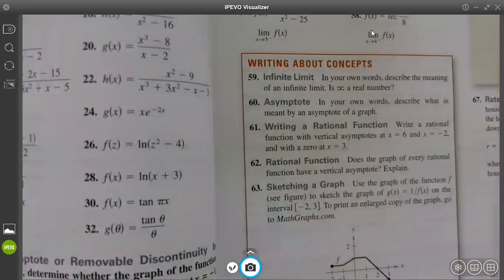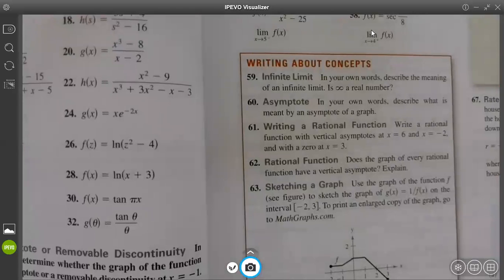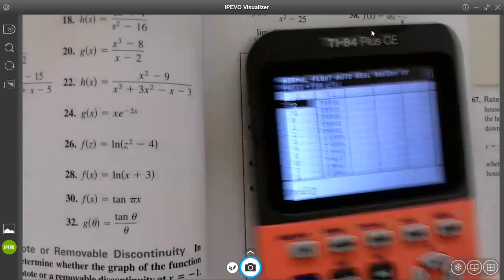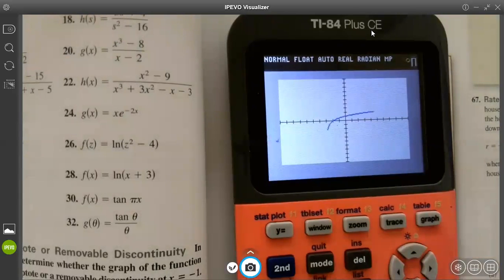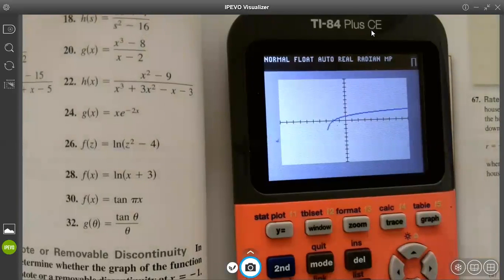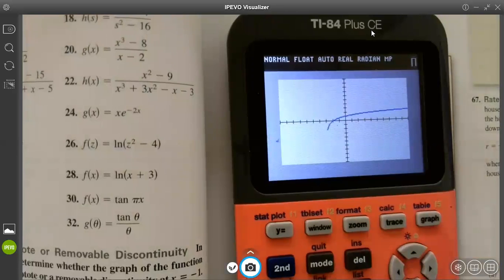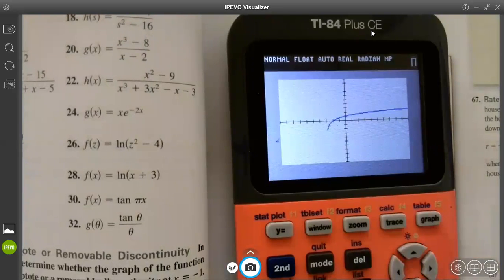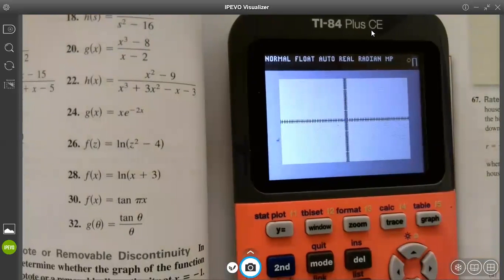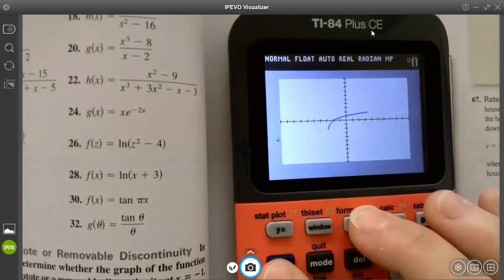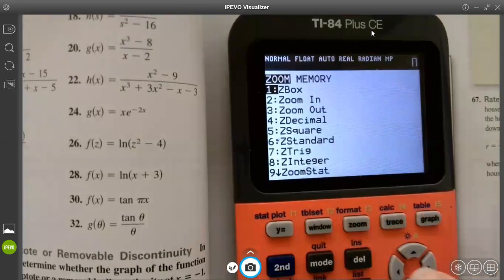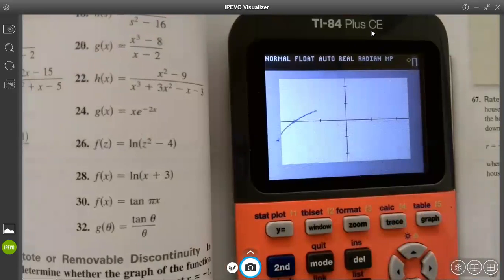No vertical asymptote, 26. All right, 28. Let's try this one. What about this one? You meant zoom in, didn't you? Hold on. Didn't really help you, right?